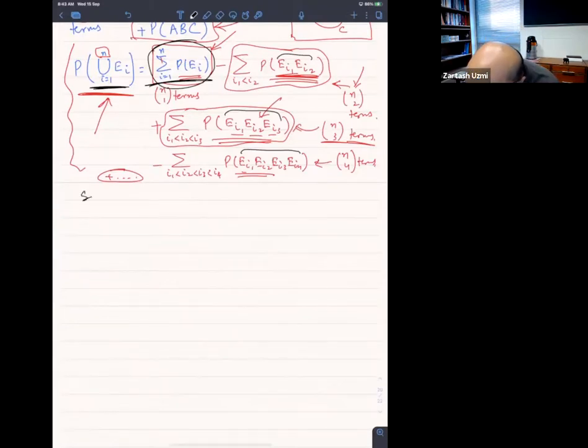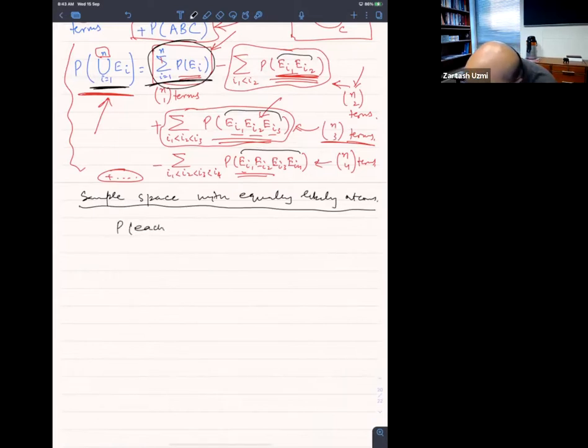Okay, so I'm going to move to the sample space, some examples of the sample space with equally likely outcomes. So sample space with equally likely outcomes. Okay. So probability of each outcome. If there are n outcomes, then the probability of each outcome is going to be 1 over n. The probability of each outcome will be equal to 1 over n.